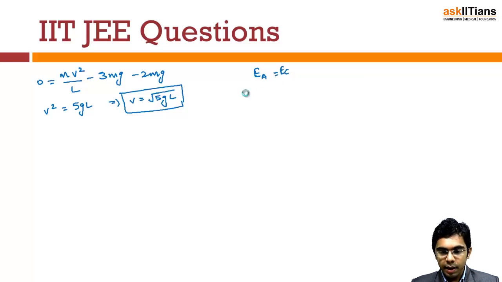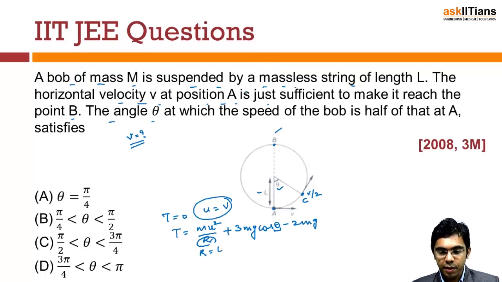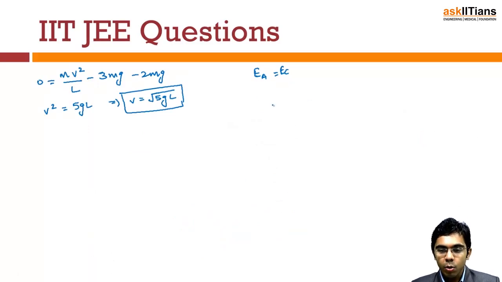Now if we consider that point A is on the reference level, then the potential energy at this point will be 0. So point A will only have kinetic energy, since potential energy is 0, so it will be half mVA square, and VA is given to us as v. Now at point C, they are saying that the velocity should be v by 2, so it will be half m (v by 2) square.